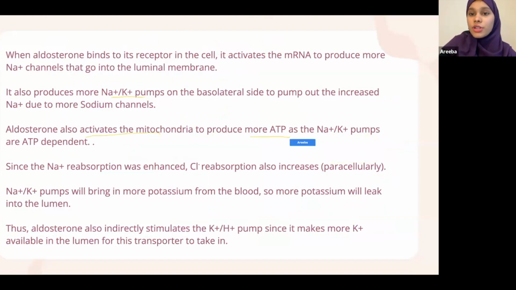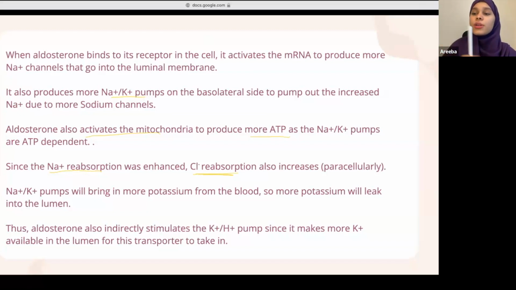And since the sodium reabsorption was enhanced, right, one more point. Since sodium is being reabsorbed more and more, what's going to happen to the charges? You're reabsorbing a lot of, what's the word, positive ions, right? So essentially, when you're absorbing all of these positive ions, you're going to also reabsorb calcium. But calcium is not going to go through the channels. It's just going to go from between the cells. So it's reabsorbed paracellularly. Okay? And yeah, that's it.